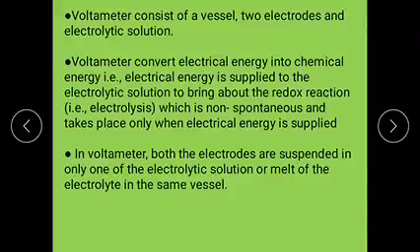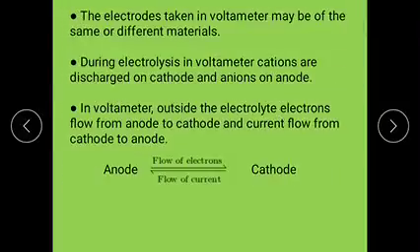That takes place non-spontaneously, because the reactions take place at the electrodes only when electrical energy is supplied. In a voltameter, both the electrodes are suspended in only one type of electrolytic solution in the same vessel. The electrodes may be of the same or different materials.